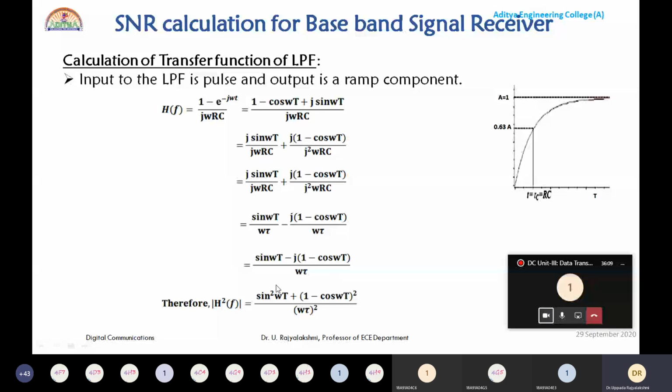Now let us square, because we need H square of f. Because you have real and imaginary terms, it will be a square plus b square, divided by omega tau in the denominator, which gives the square of the magnitude of H of f. We simplified the expression and got H square of f as sin square omega T plus (1 minus cos omega T) whole square, divided by (omega tau) whole square, where tau is RC.